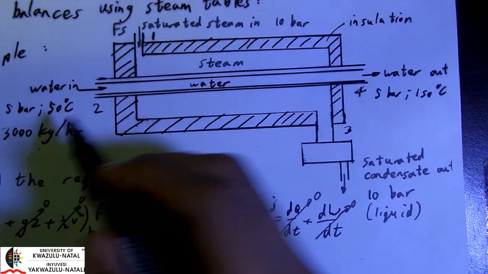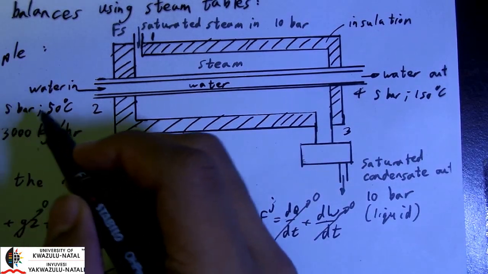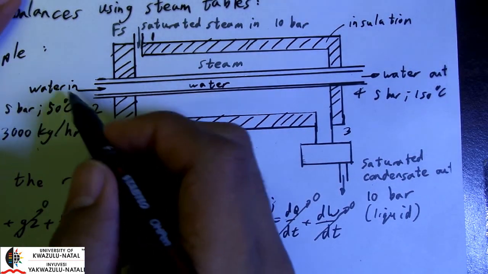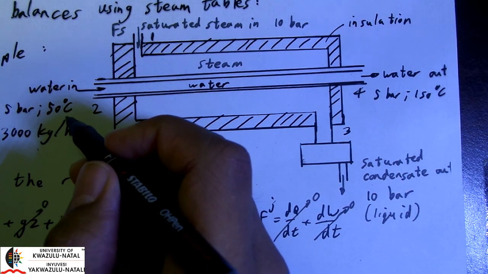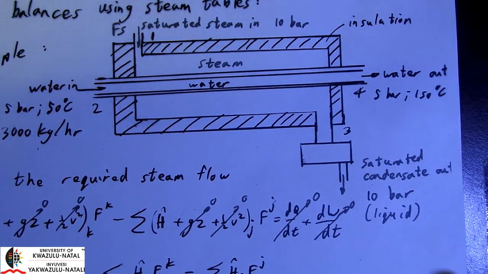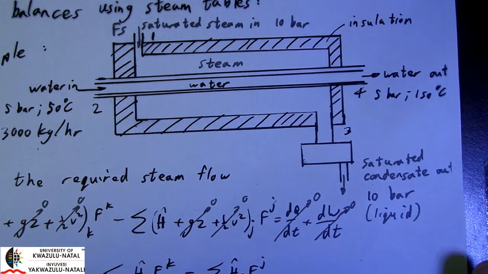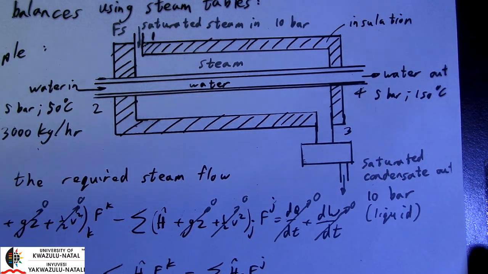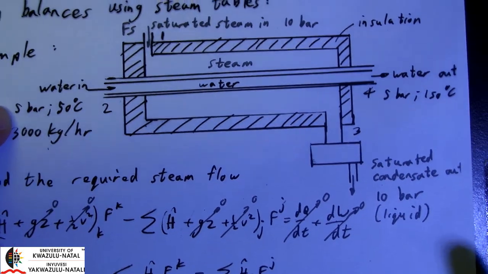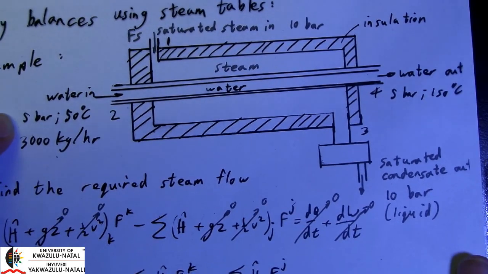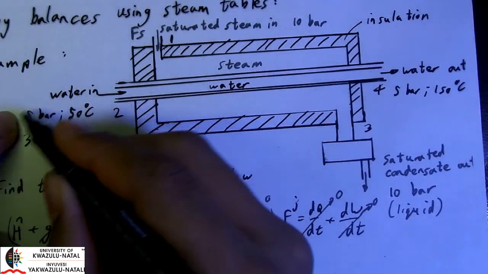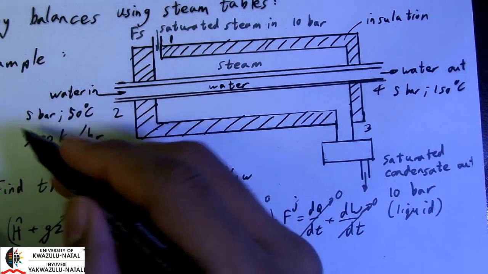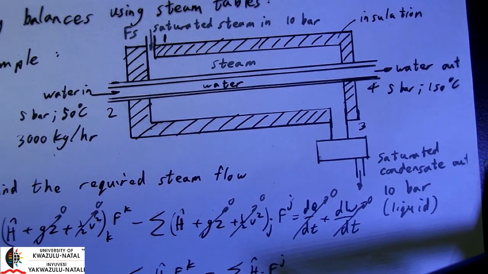Regarding our water coming in and going out, we have water at 5 bar and 50 degrees. Okay, it's unlikely to be saturated. They've given us the pressure and the temperature. So we can immediately look at our superheated steam tables. Superheated and subcooled steam tables. Okay, and if this is at saturation conditions, then our study of our superheated and subcooled steam tables would reveal this. But for now, let's look at trying to find water at 5 bar at 50 degrees.